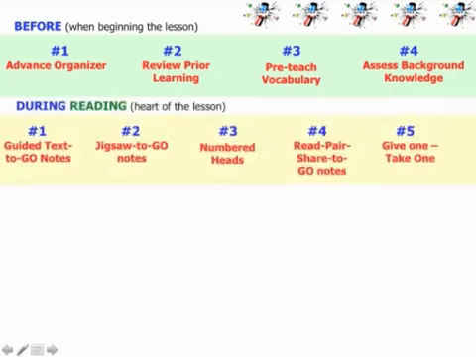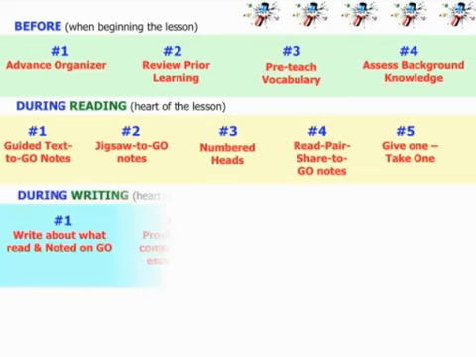In terms of during reading activities, my favorite and probably the most important to begin with is that guided text to graphic organizer notes. And then jigsaw and numbered heads really come in as ties in terms of being really powerful things to do. Number 4 was read, pair, share to graphic organizers. And finally was give one, take one. And if you remember, that's where we're rotating several graphics during the lesson. And each group is adding one idea to a graphic and then rotating it onto the next group.